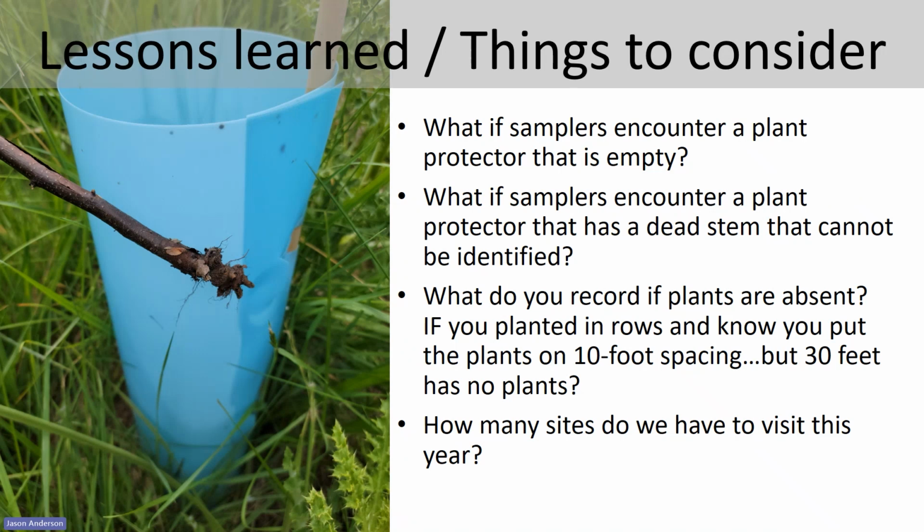We've also created 2 additional categories. We've created a missing and an unknown category. A missing plant is one where we have a plant protector, but nothing inside, or we have a gap in a planting row. An unknown plant is one where the plant is present, but we just don't know what it is. It's just a stick in a tube, or it was so heavily browsed that it's undeterminable what it was.